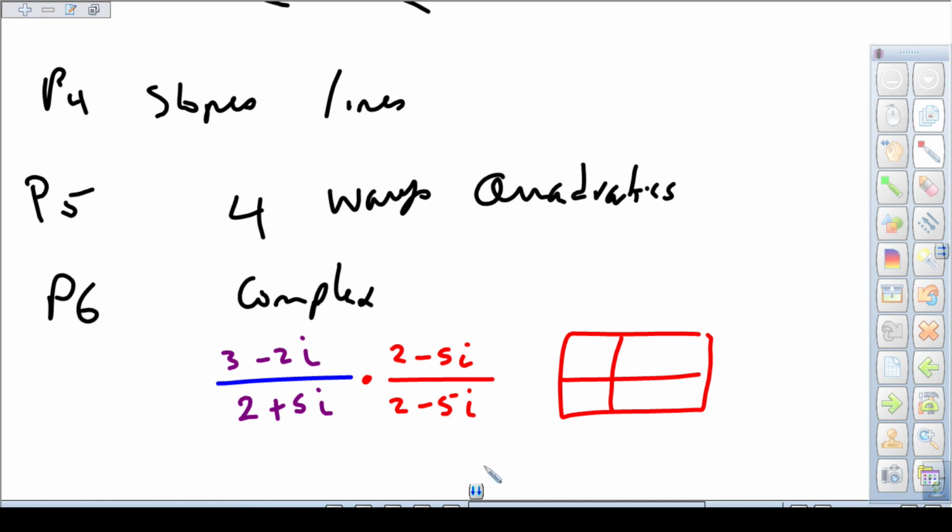P7 is what we talked about today, more in depth, of the absolute value. Okay?